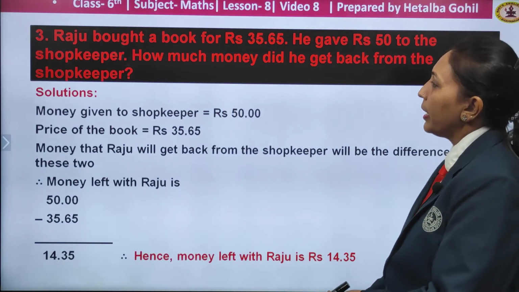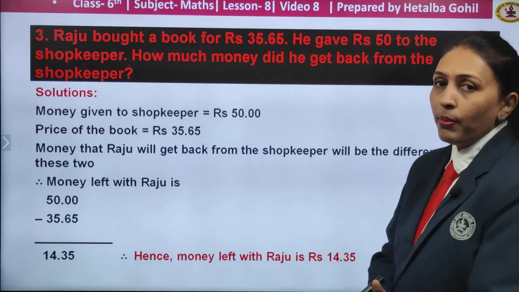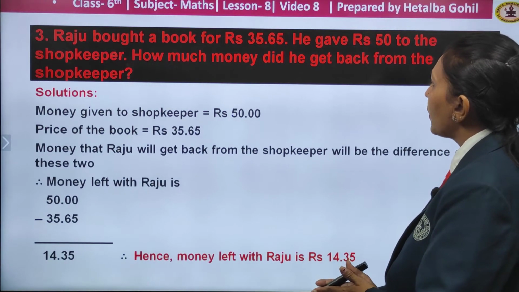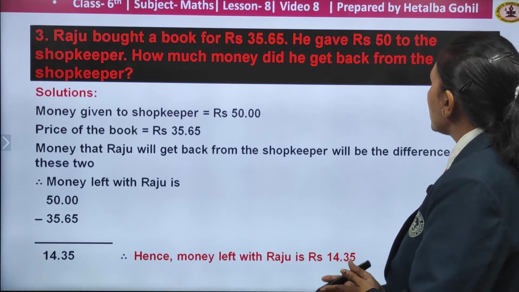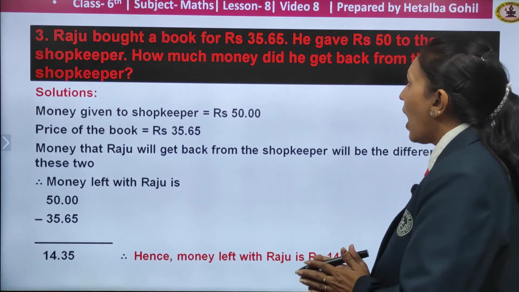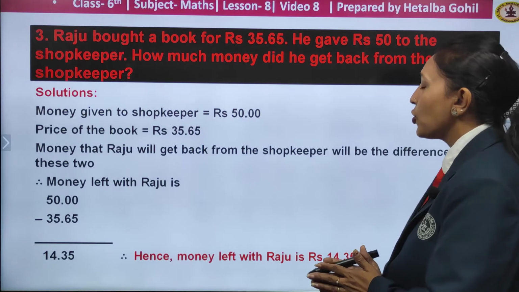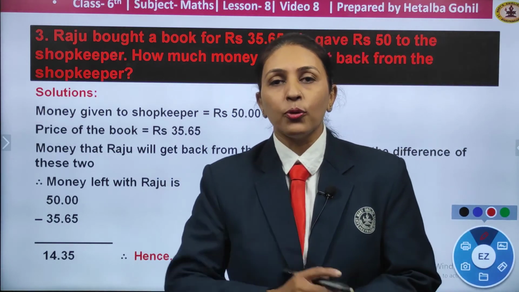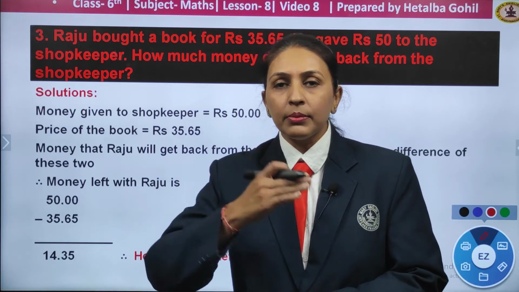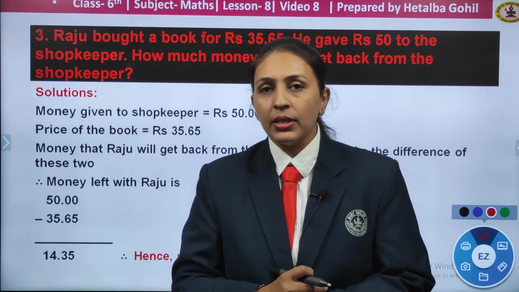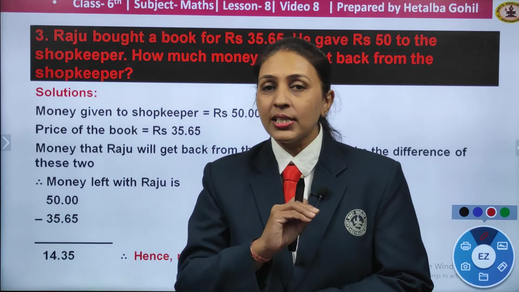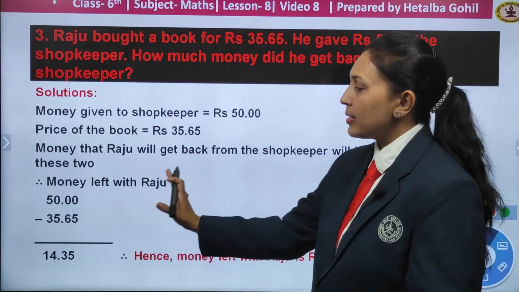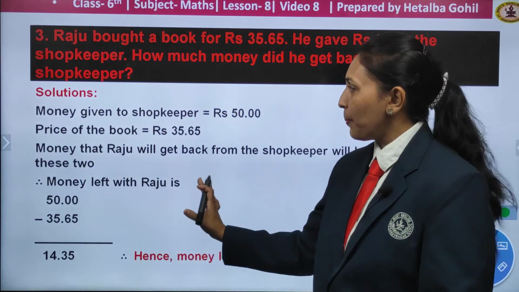Now question number 3 here, a word problem given to you. Raju bought a book for rupees 35.65. He gave rupees 50 to the shopkeeper. How much money did he get back from the shopkeeper? So when you give some money to the shopkeeper, children, when you go to buy something, the return amount that is given to you by the shopkeeper is after subtracting what you have purchased. That gives you an idea that this is a sum related to subtraction.